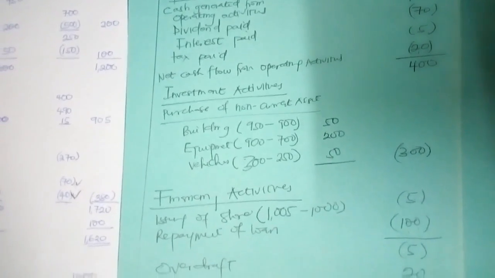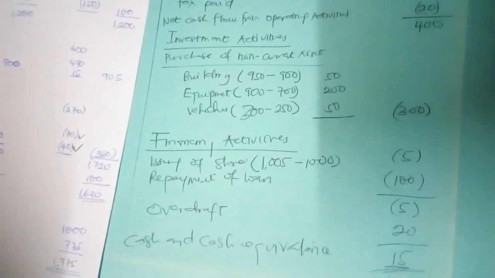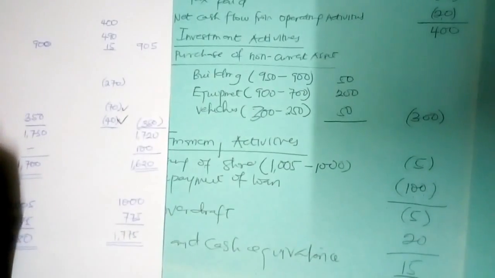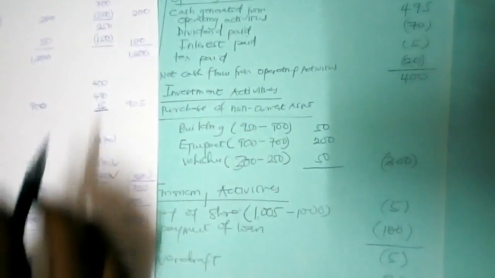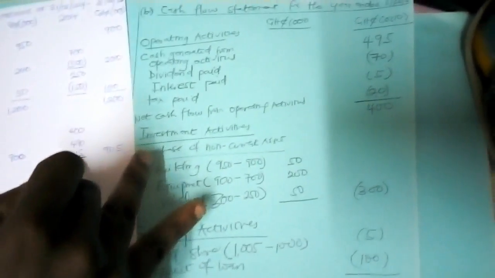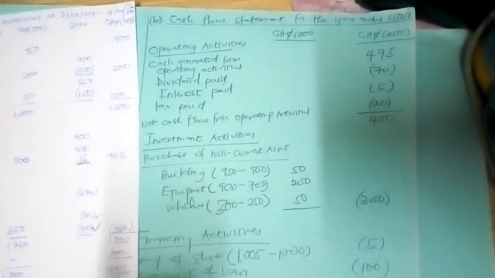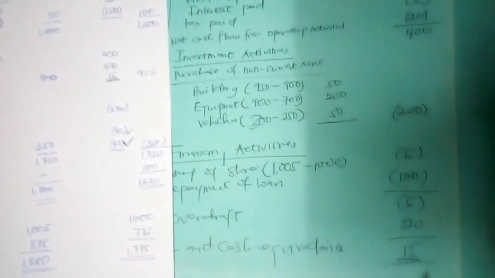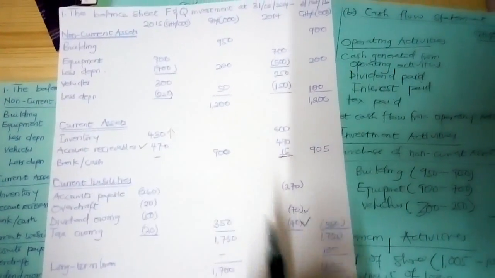Earlier on, I told you that the figure that we are going to get for the cash and cash equivalent should always equal our bank and cash balance, which is 15. So I've been able to prove to you that our calculation is so. Any time you do a cash flow statement, make sure that the cash and cash equivalent is always equal to the bank and cash balance.